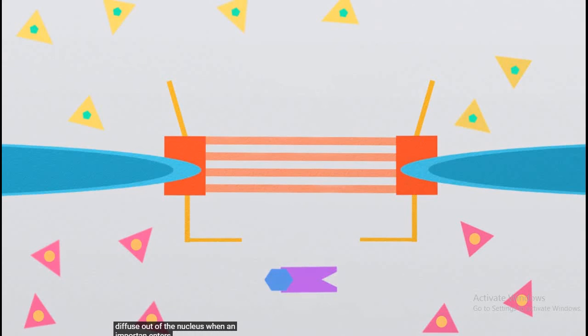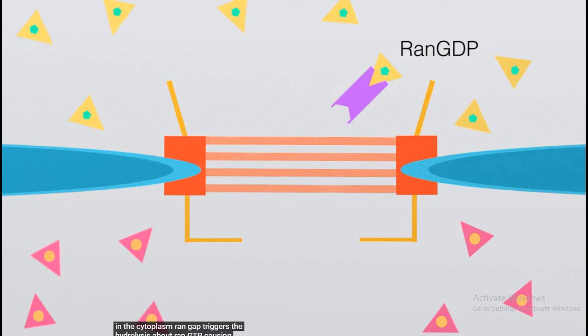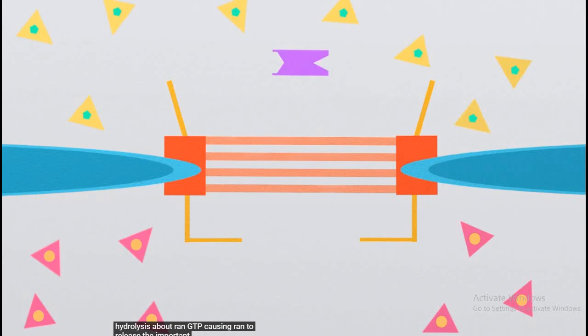When an importin enters the nucleus, it is bound by RAN-GTP, causing the importin to release its cargo into the nucleoplasm. The RAN-GTP bound importin then diffuses out of the nucleus, moving from a high to low concentration of RAN-GTP. In the cytoplasm, RAN-GAP triggers the hydrolysis of RAN-GTP, causing RAN to release the importin.